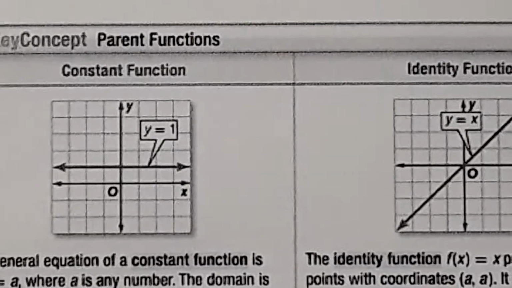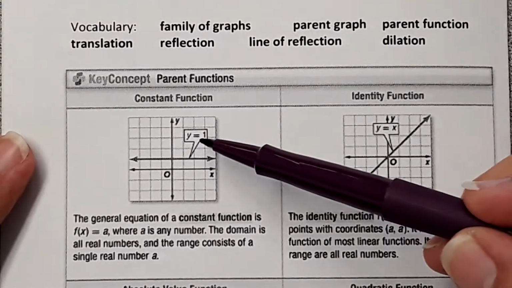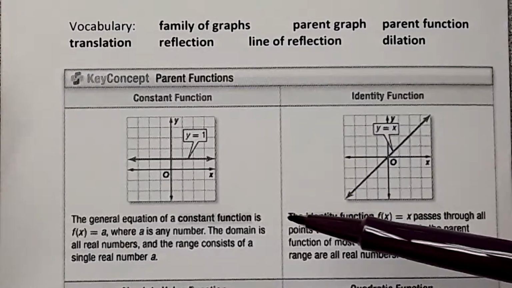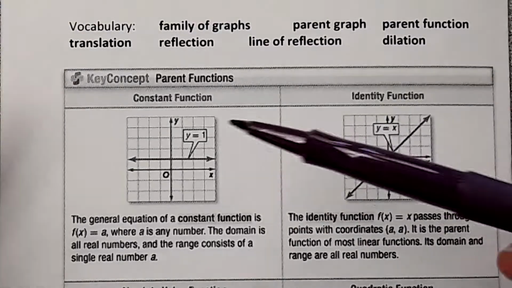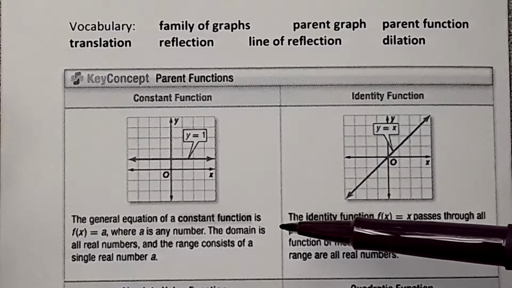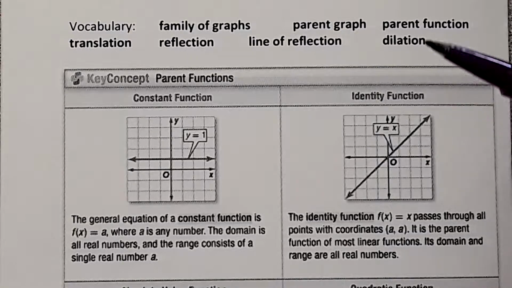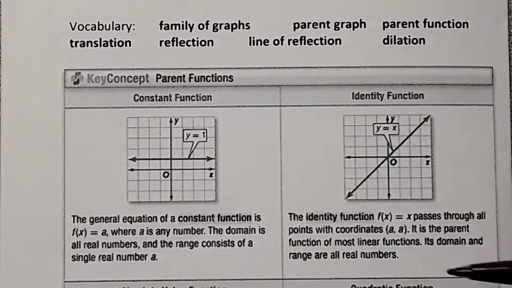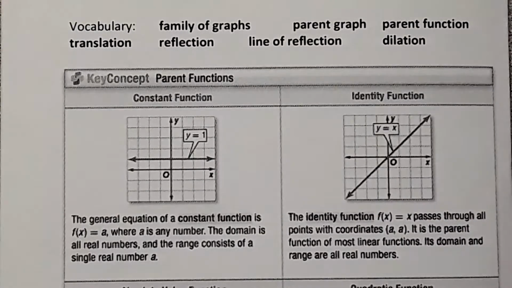The first one is a constant function. As you can see, it's y equals 1, or y equals 0, y equals 3, y equals -4. It's just a constant function, which means that it's any real number, and it can be a fraction, it can be an integer, it can be a whole number. It usually is a horizontal line.